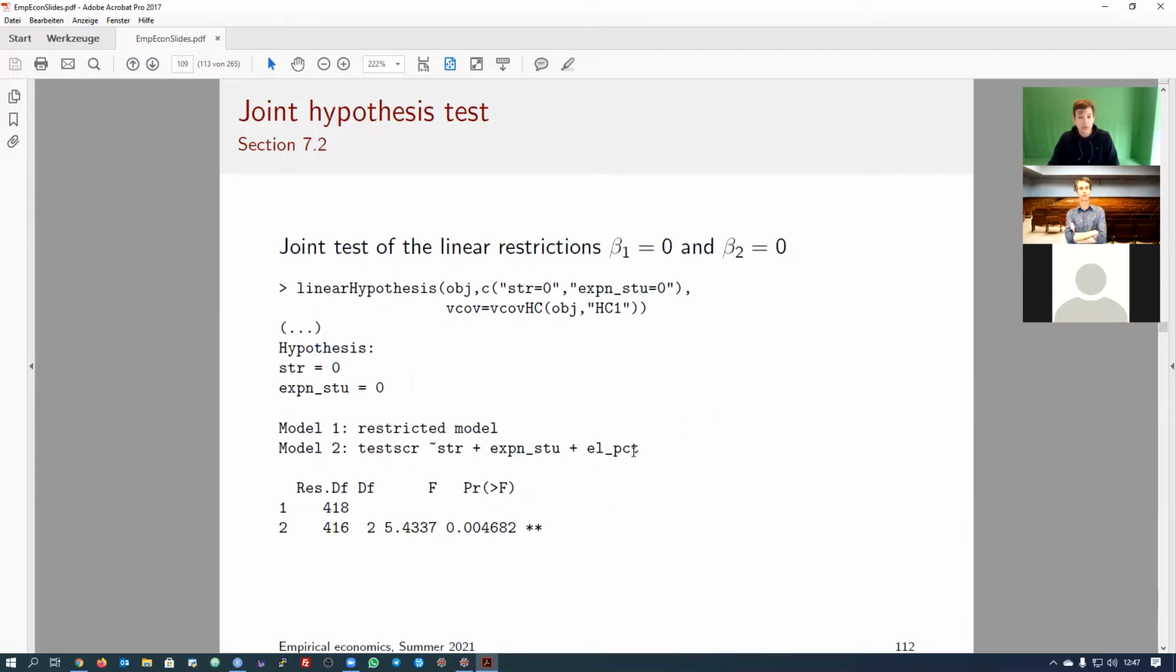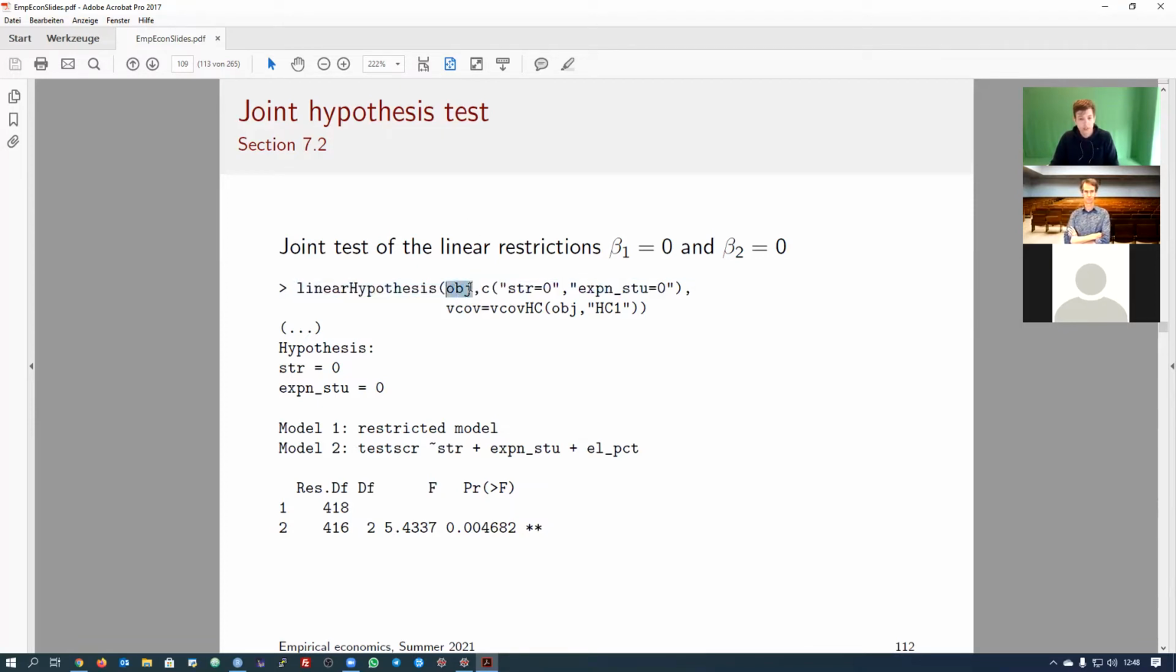Now, if we wanted to test the linear restrictions that we talked about a couple of minutes ago, namely that the coefficient of STR is equal to 0, so beta 1 is equal to 0, and the coefficient of expenditure per student is also equal to 0, we can make use of the linearHypothesis function. That function tests any number of linear hypotheses. So for example, STR is equal to 0, a hypothesis that is linear in the student-teacher ratio coefficient. So in this case, it only states the coefficient is equal to a certain constant. We can do that in R by using the linearHypothesis function.